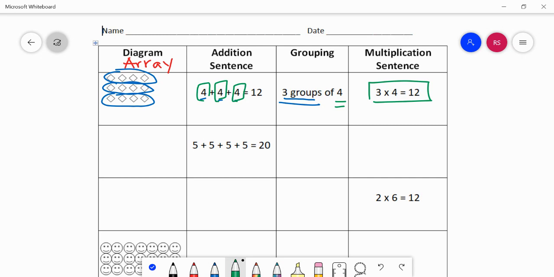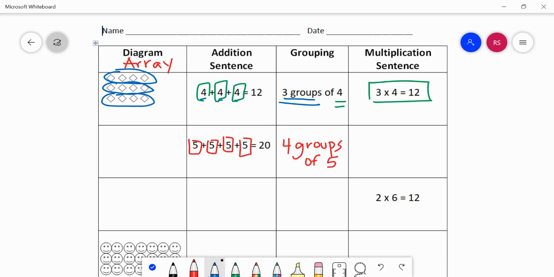So how many groups of 5 do we have down here? We have 1, 2, 3, 4 groups of 5. So we have 4 groups of 5. Now, how could I show this with an array, with a drawing or a diagram of some sort? Well, again, let's go back up to our examples. We know that the rows go side to side, and the rows tell us how many groups we have. So I have 4 groups with 5 in each.